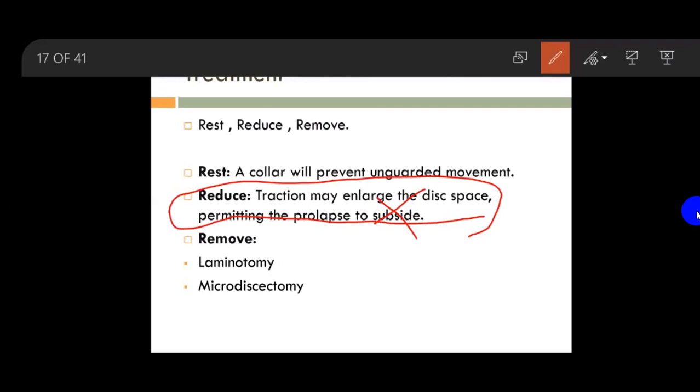There are certain cultural methods some people use to reduce the disc space by hammering or by traction or by hanging the patient upside down.